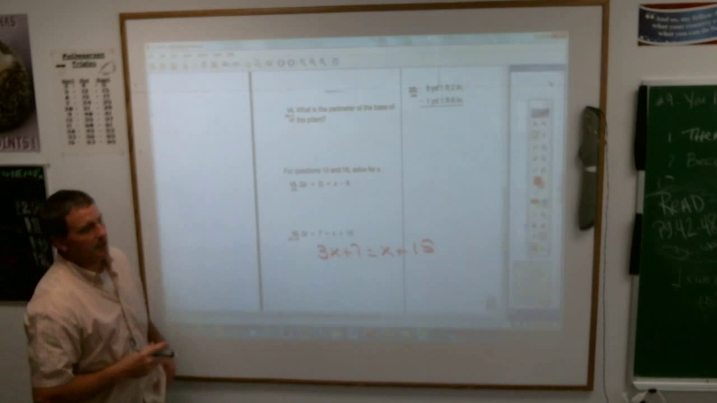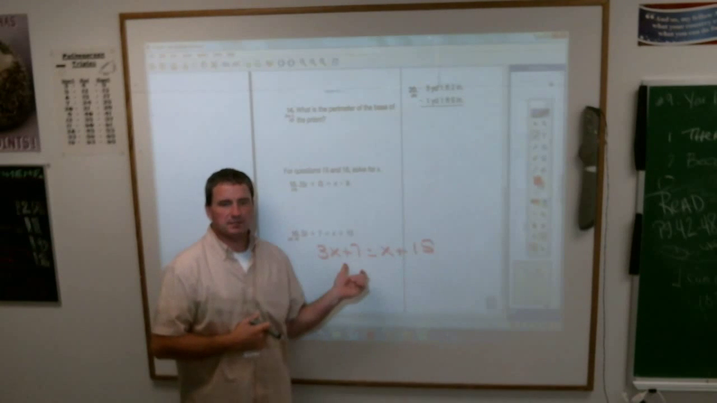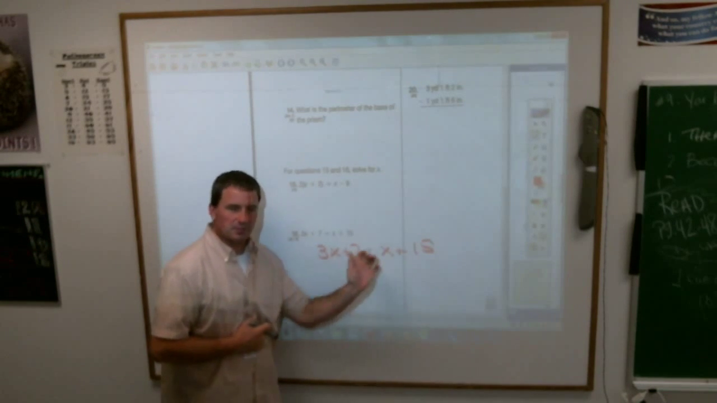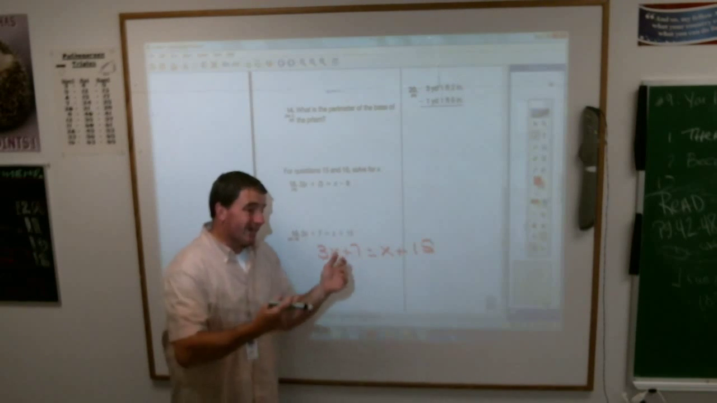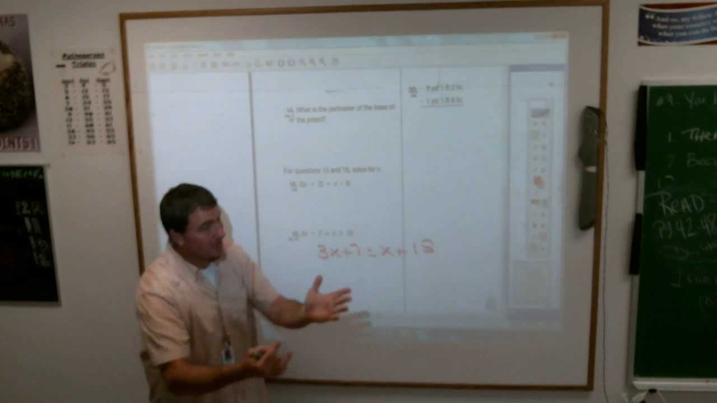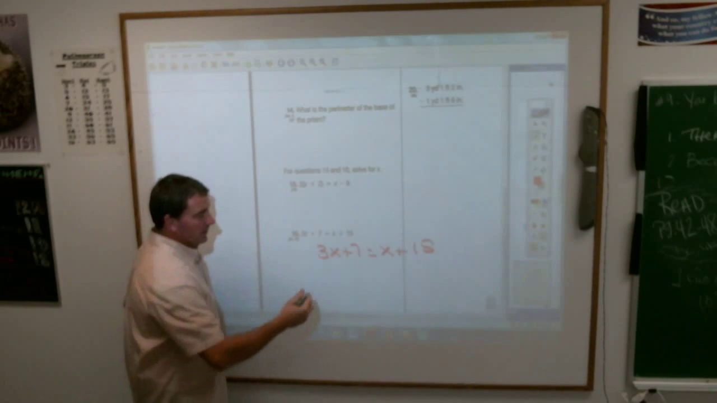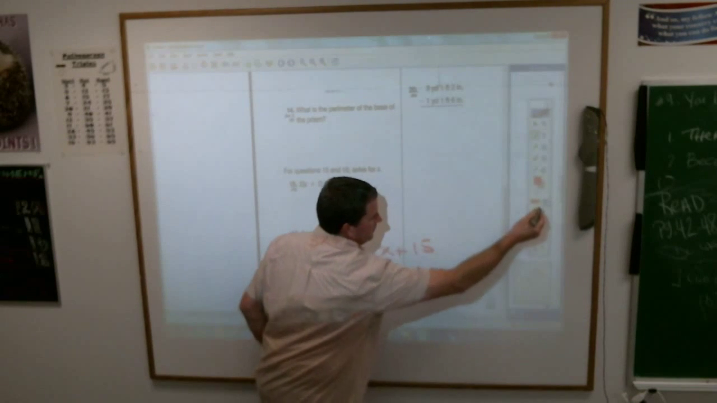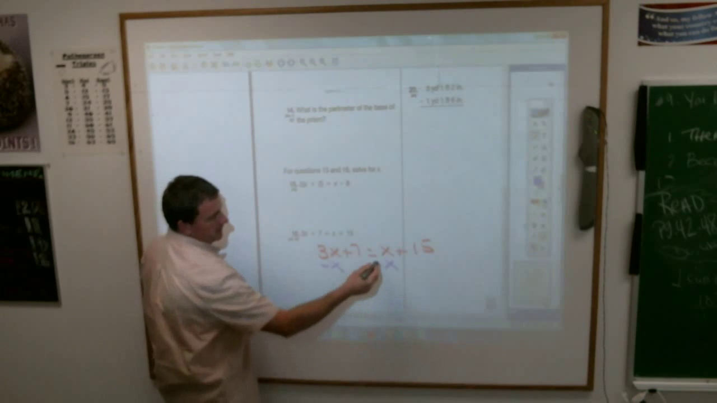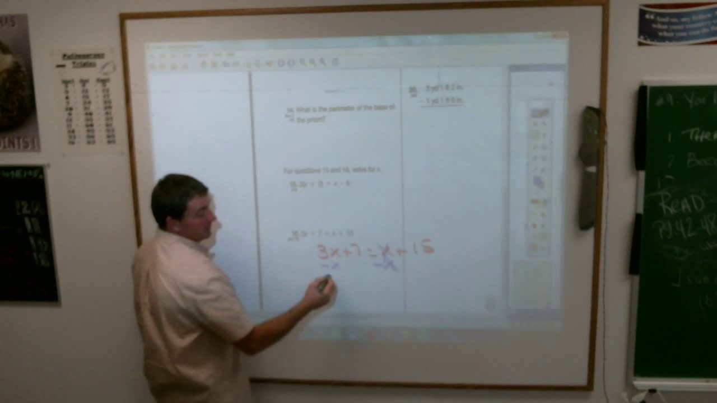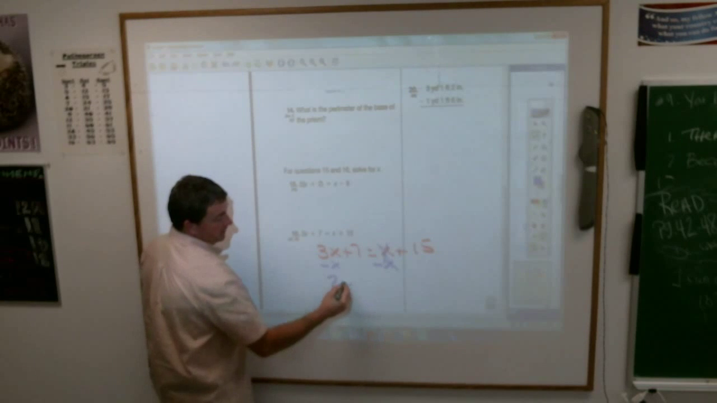The first thing you look at is you try to simplify both sides of the equal sign. Are there any terms that you can combine on either side? No. So we go right to, now we need to move all the x's to one side, all the numbers to the other side by adding or subtracting them over. I need to move this x to this side by subtracting it over. X minus x goes away. 3x minus x is 2x.